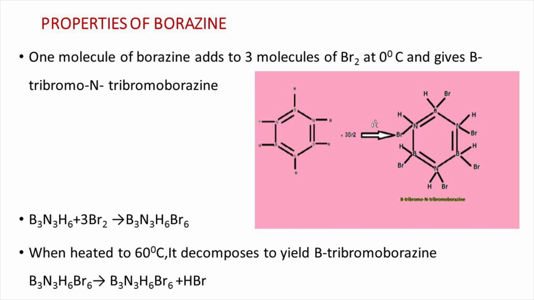We have already said that borazine is not thermally very stable. It decomposes slowly on storage even at room temperature to yield diborane, hydrogen and other volatile products. The next one is the reaction with bromine. Borazine, when heated with excess bromine at low temperature, adds 3 bromine molecules to yield B-tribromo, N-tribromo borazine. When the above bromine adduct is heated to 60 degrees Celsius, it decomposes to give B-tribromoborazine.